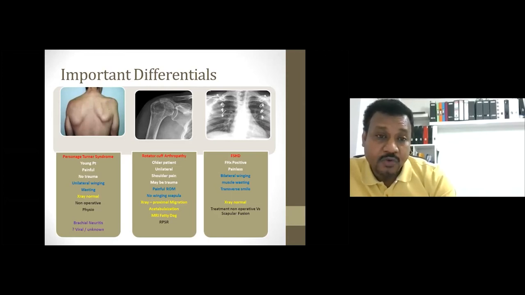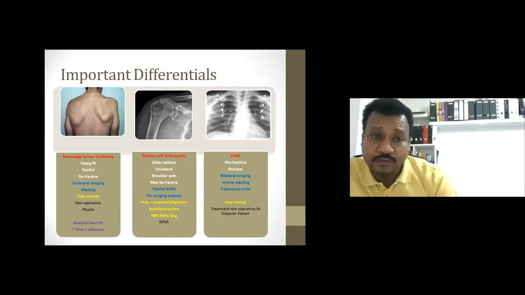Okay, so for Parsonage-Turner, it's a young patient, it's painful, there's no trauma. You differentiate that in the history from rotator cuff, where the patient is older, it's unilateral, there is shoulder pain, most likely this patient had a fall or dislocation before, or maybe there is no trauma. Facioscapulohumeral dystrophy, there's a family history, it's painless. And you go like that.